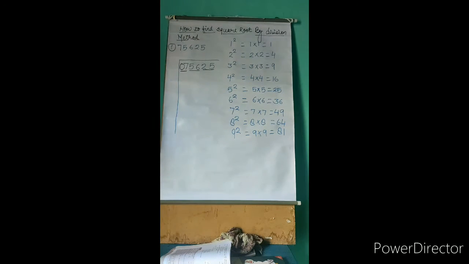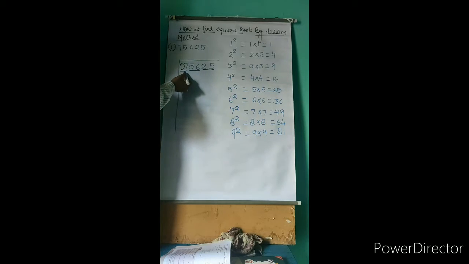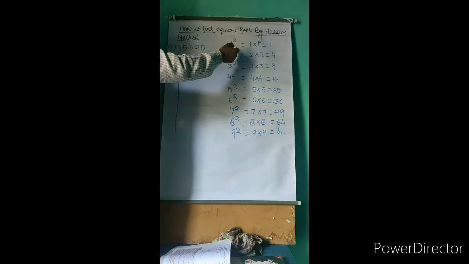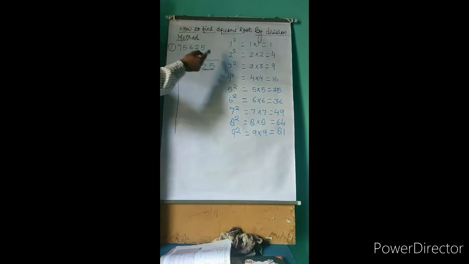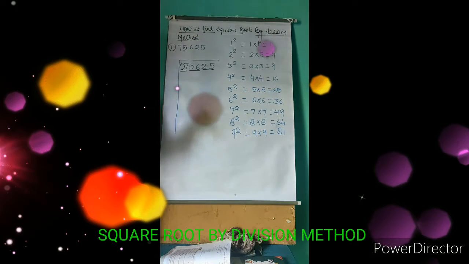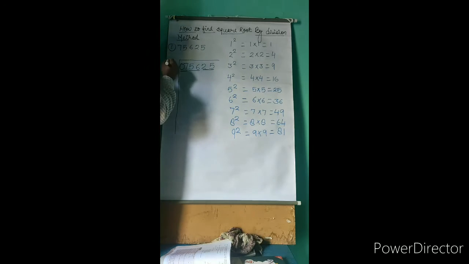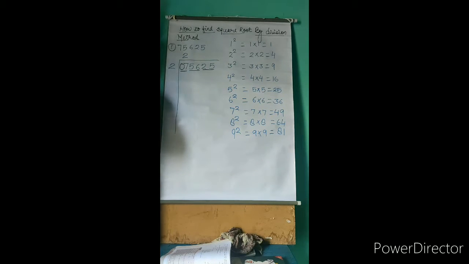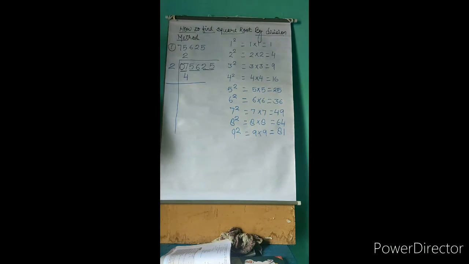Now, as a table is given in front of you, we will see which number's square is equal to 7 or less than 7. Square of 1 is 1, less than 7. Square of 2 is 4, which is less than 7. Square of 3 is 9, which is greater than 7. So we will take the square of 2. Here we write 2 and upside we write 2. 2 multiply 2 is equal to 4, and then subtract it, you get 3.